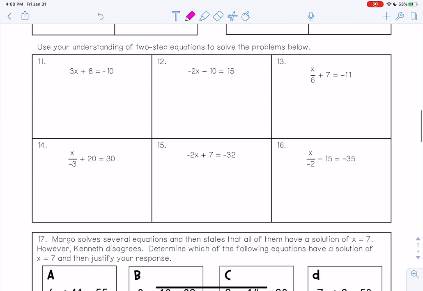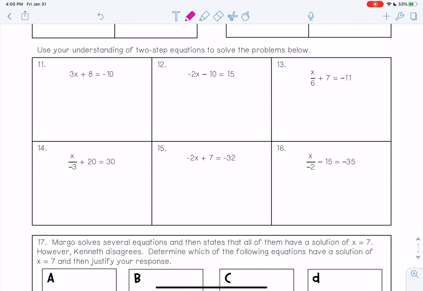All right, now let's take a look at the next section. Use your understanding of two-step equations to solve the problems below. All right, so now is your opportunity to practice solving two-step equations. So go ahead, you're gonna do 11 through 16, pause the video, try to do these problems on your own, and then when you're ready to check to see if you did them correctly, go ahead and resume the video. So go ahead and pause the video now. Okay, welcome back. So let's check and see if you got these correct.